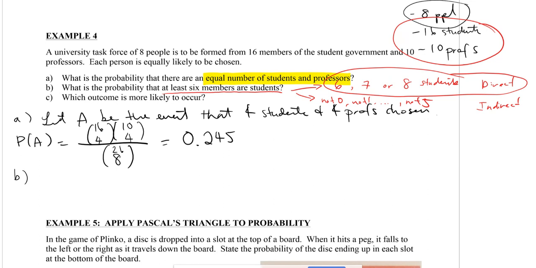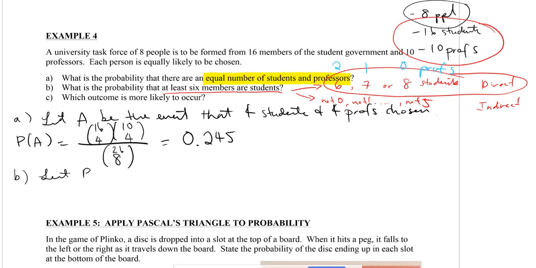Now, when you are looking at 6 students, 7 students, or 8 students, it kind of implicitly implies something about the professors, right? Because if there's 8 people chosen and you have 6 students, that means you will have 2 profs. If there's 7 students, there's 1 prof. And if there's 8 students, there's 0 profs. Okay, so the blue represents profs. Having that spelled out very clearly to what we are looking for, now we can tell people what we want.